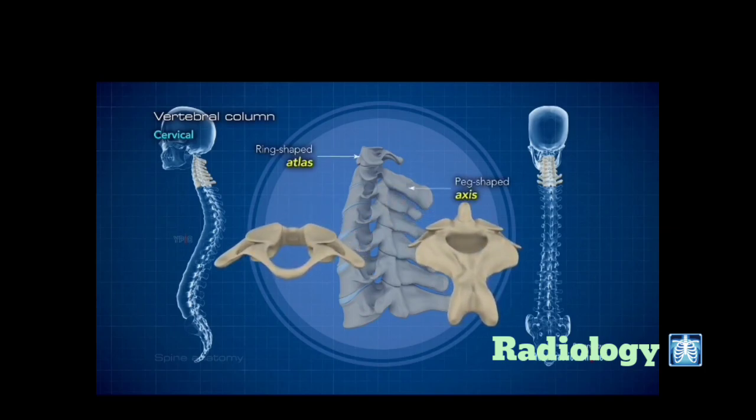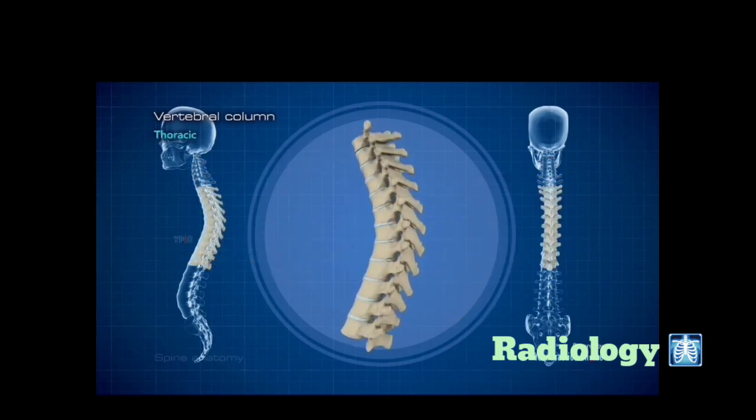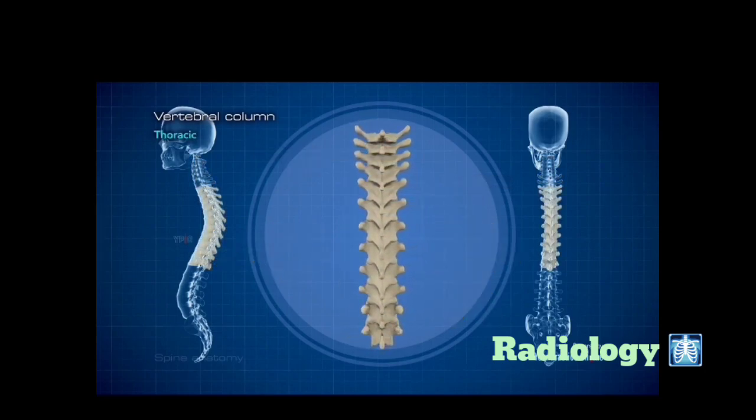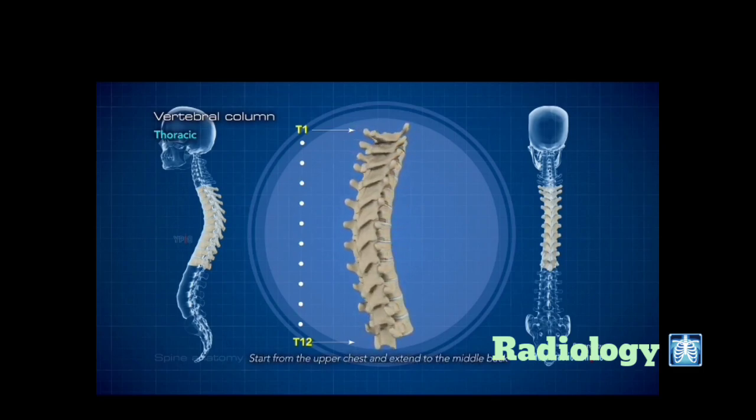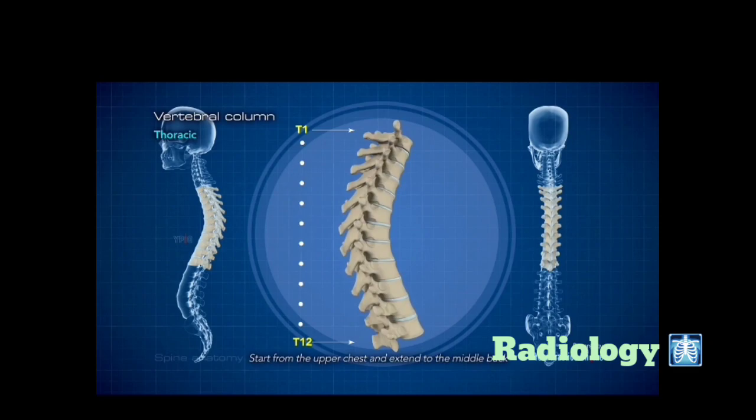Which are the first 2 vertebrae? Thoracic. The thoracic spine is made up of 12 thoracic vertebrae, which are numbered T1 to T12. They start from the upper chest and extend to the middle back, communicating with the ribs in the front of the chest to protect the heart and lungs.